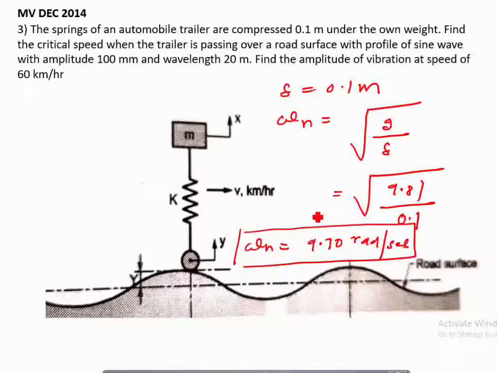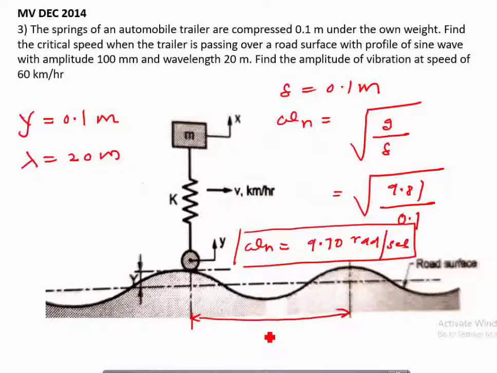Now what they have given: the amplitude of 100 mm. That means the amplitude of base excitation is 100 mm, that is 0.1 meter. The wavelength is given as 20 meter, the length of one wave or one cycle, whatever you can call it. From this we can easily find the time period and the omega. So let us find this.